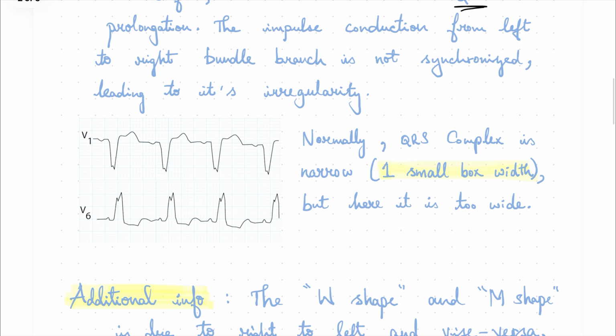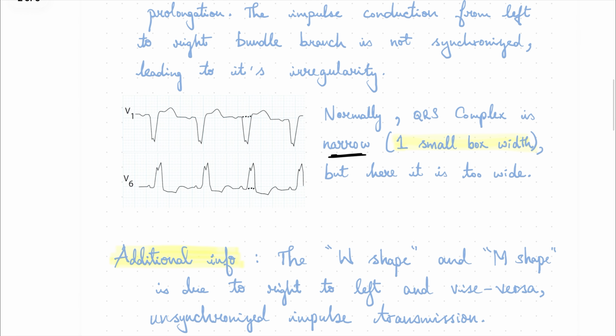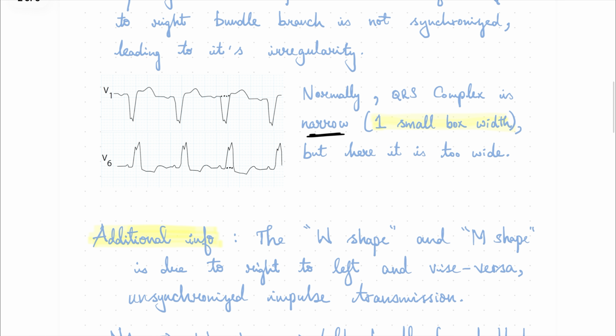So normally the QRS complex is very narrow. So basically it has to be very narrow, that it is only one small square box width. But here it is too wide. If you see, it's nearly more than 1, 2, 3, 4. It's like approximately 3.5. It's 3.5 boxes. Hence, it is a wide QRS complex.